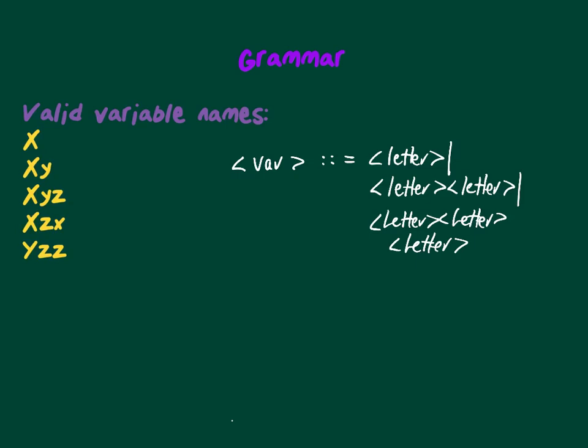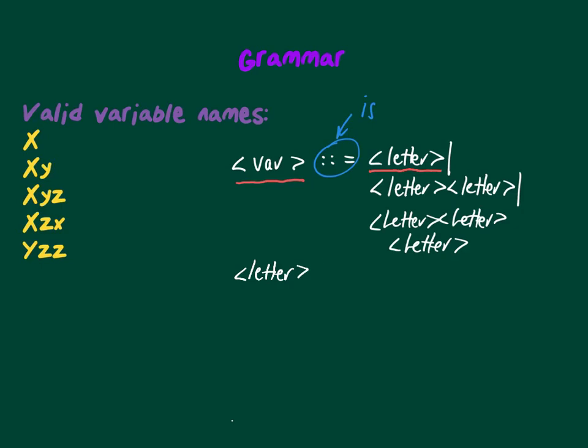Now, this identifier here identifies variables. Okay, so what is a valid variable? Well, a variable is. Okay, this part here says that is. And letter is another identifier that we have to define. So let's do that.